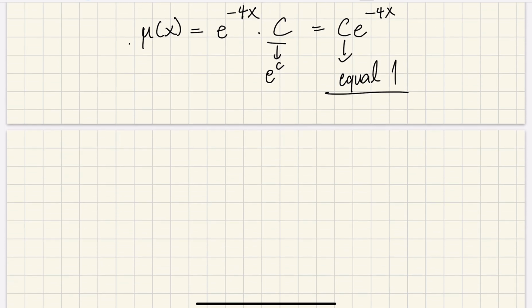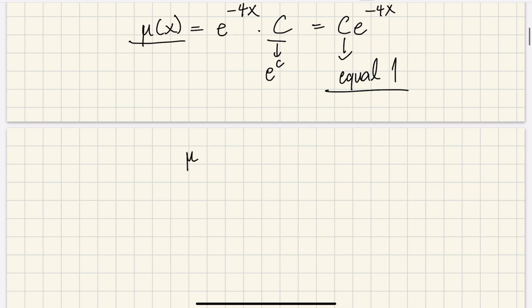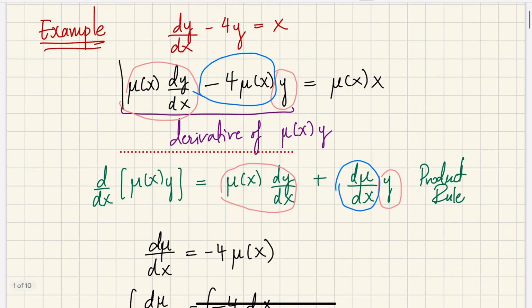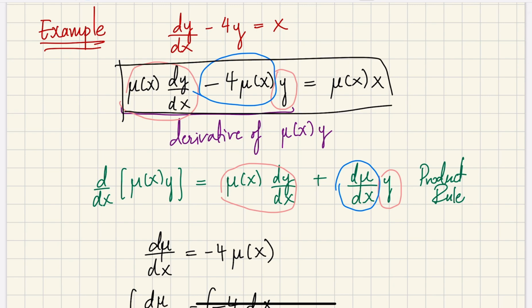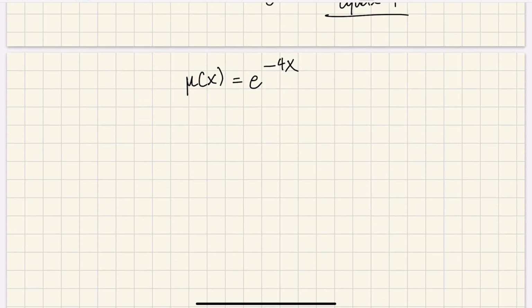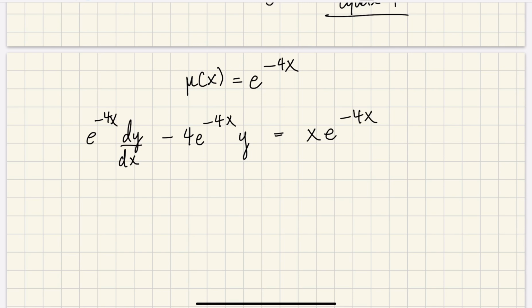So now that we have our mu, which is mu of x equal to e to the negative 4x, we're going to substitute this back right here. Basically, we're going to multiply it by each term. Then you get e to the negative 4x times dy over dx minus 4e to the negative 4x times y is equal to x e to the negative 4x.